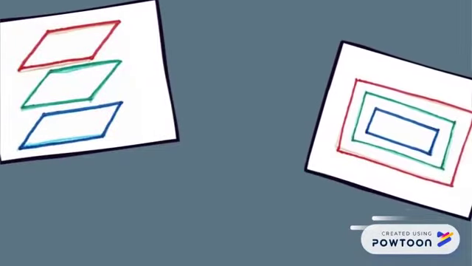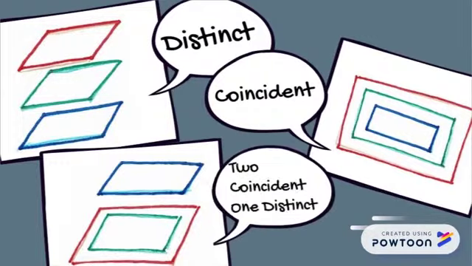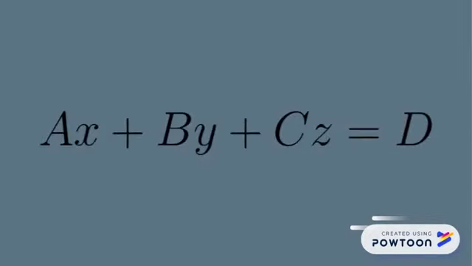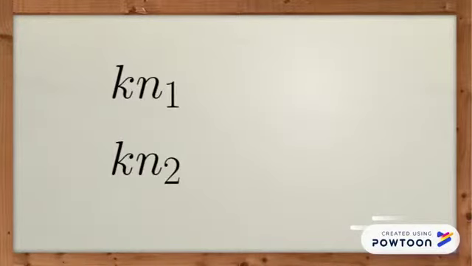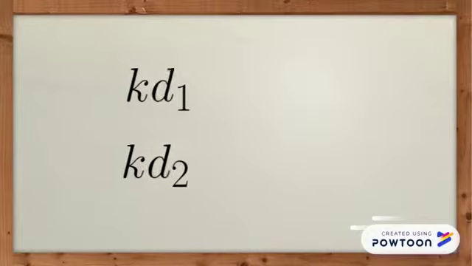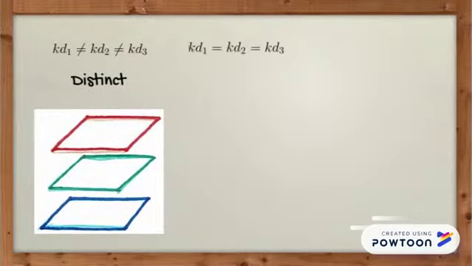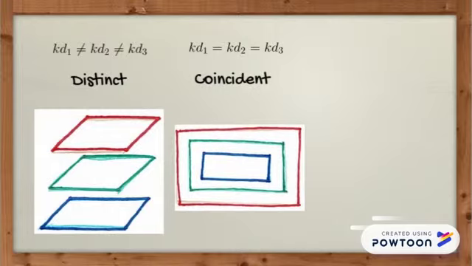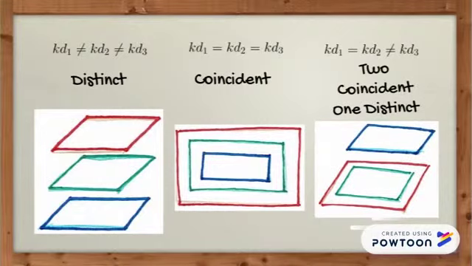Now, we want to find out if the planes are distinct, coincident, or two coincident with one distinct. We can find this by comparing the d values of the equations. We know the normals are parallel from comparing the normal ratios. We next compare the ratios of the d values. If the ratios are different, then they are distinct. If the ratios are the same, then they are coincident. If two ratios are the same and the other is different, then two are coincident and one is distinct.